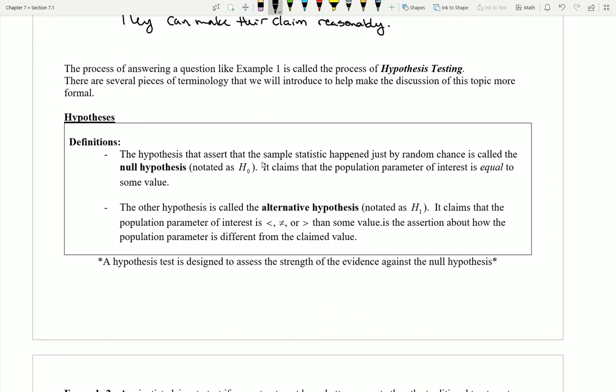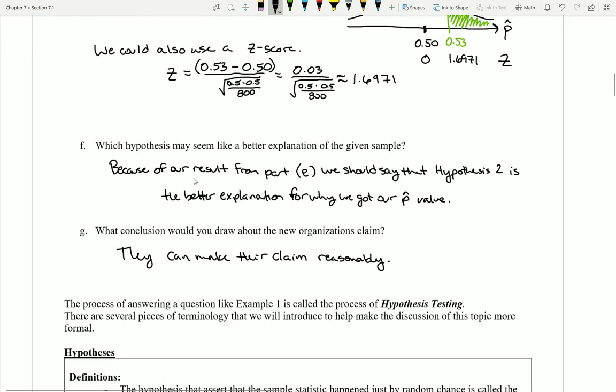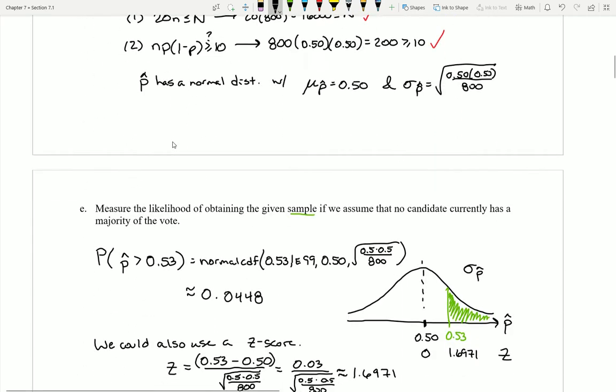Now, in the last couple videos, we spent some time talking about example number 1, and this was a process again that was kind of broken up into several different parts. And this process is what we call hypothesis testing. Now, again, we're going to be introducing several new pieces of terminology to help summarize this many parted problem into one single uniform process.